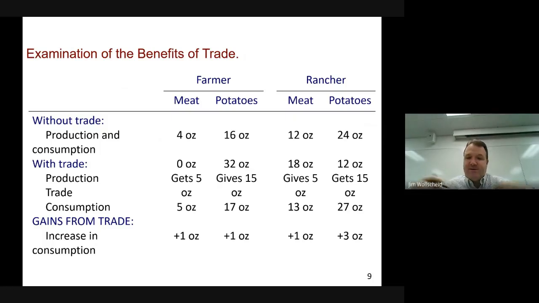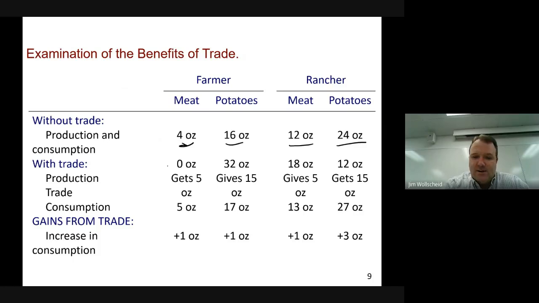So this is probably a very similar table to what you saw in your homework. I just filled it out. So with trade, without trade, this is what we could get to. Right? That was the middle. I just picked it in the middle just to be kind of easy.